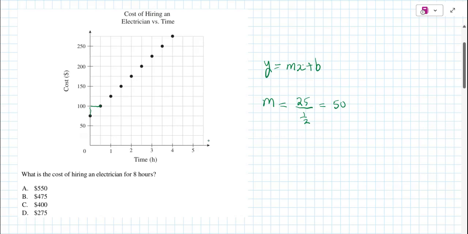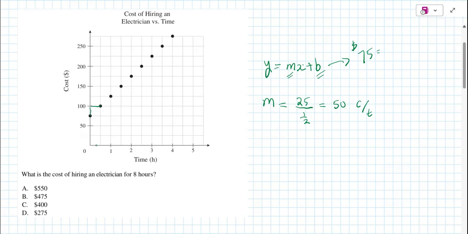Rise over run, cost over time. So that's C over T. That's the unit. Okay, so now that we have the m, what is b? The b value is the y-intercept. Look at this graph. Where does this graph intersect with the y-axis, or the cost? Well, it's at 75. So b is $75.